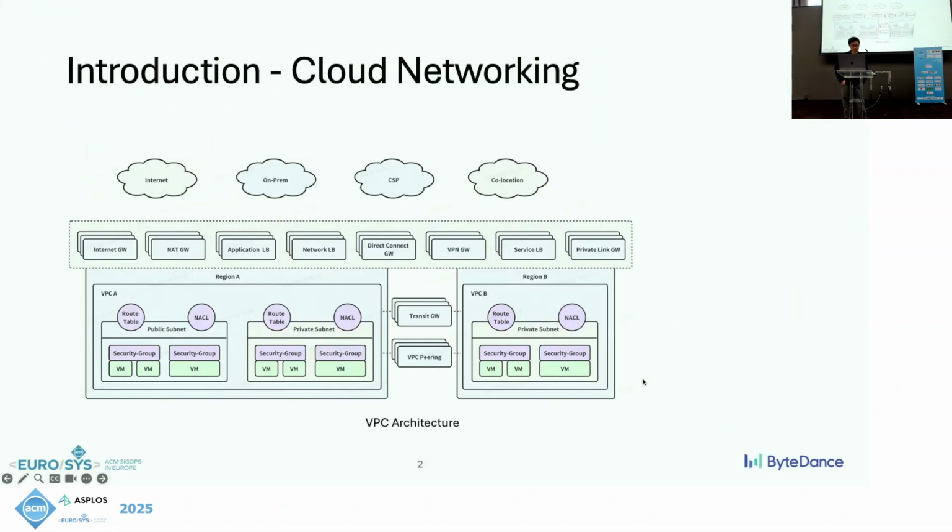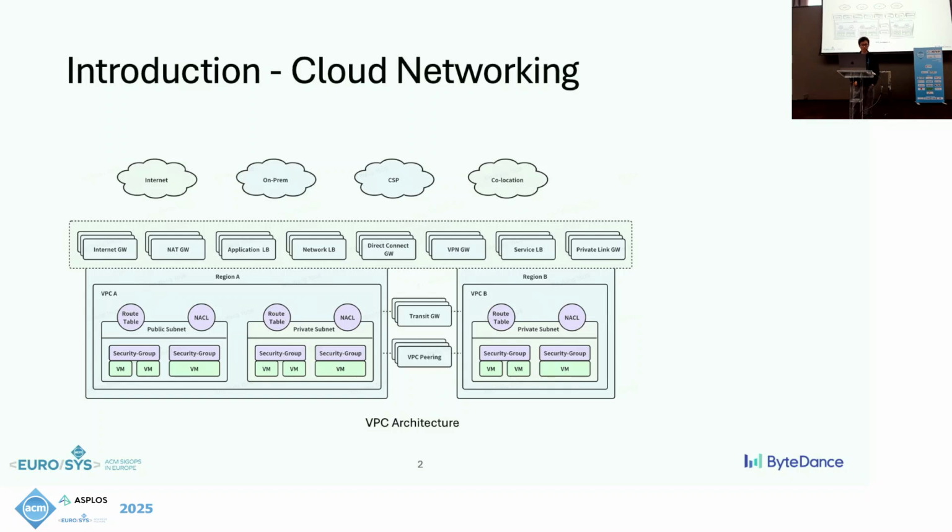Just a little bit of recap on cloud networking, in case someone is not very familiar with it. There are many different network functions in cloud networking, for example, security group, network ACL, routing table, and a lot of other functions. If you want to go to the internet, there's going to be the internet gateway, or a NAT gateway. There are many different types of load balancer, layer 4, layer 7, and other things like Direct Connect, VPN, and so on, right?